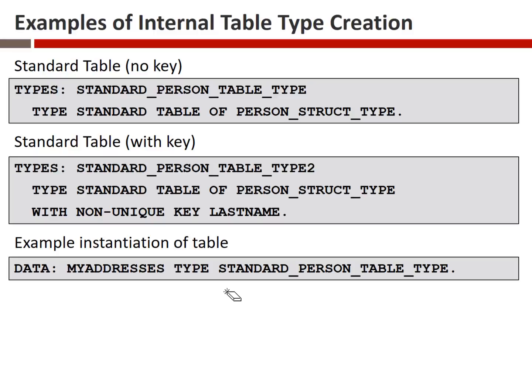So what you will commonly see in programs is a type statement that defines a structure. Then you will see another types statement that defines a table based on that structure. And then you will see a data statement that makes the actual internal table. So it's kind of a three-step process. On the handout that I have given you, I did step one, which is I created the definition of the person struct type. But we haven't yet actually written code to go along with the other options.